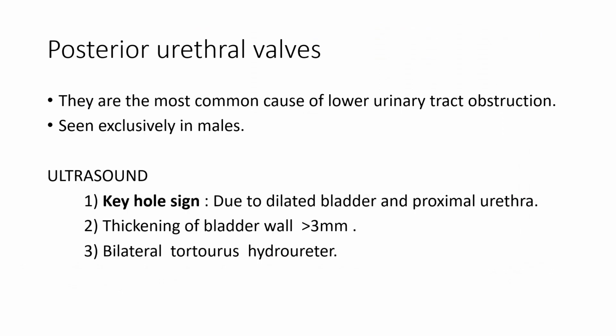Posterior urethral valves are the most common cause of lower urinary tract obstruction. They are seen exclusively in males. On ultrasound, there will be a dilated bladder with dilatation of the proximal urethra, which appears as a keyhole, and it's called the keyhole sign. There will be thickening of the bladder wall, more than 3 millimeter, and bilateral tortuous hydroureter.